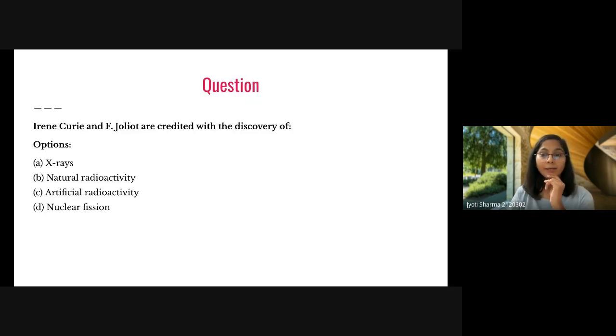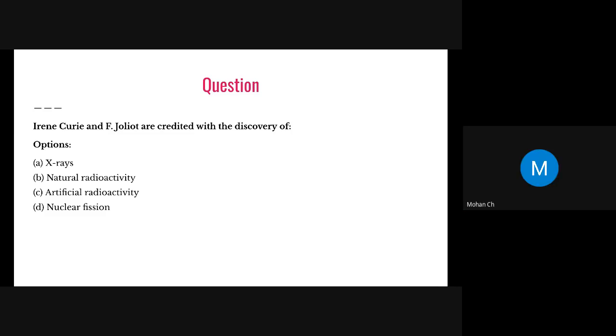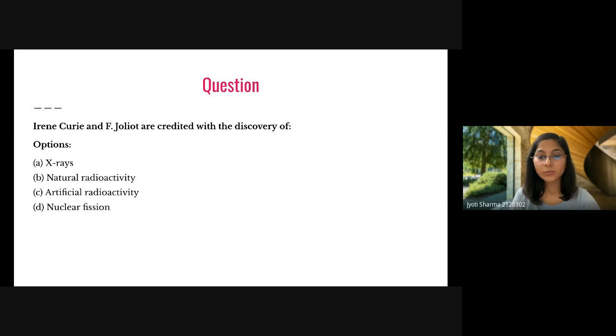Okay, we have two scientists, Curie and Joliot. These people were credited with the discovery of what? You have to give me the answer for this. The first option is X-ray. The second option is natural radioactivity. The third option is artificial radioactivity, and D is nuclear fission. You can write in the chat box as well, or you can even speak. What do you think? What is the answer?